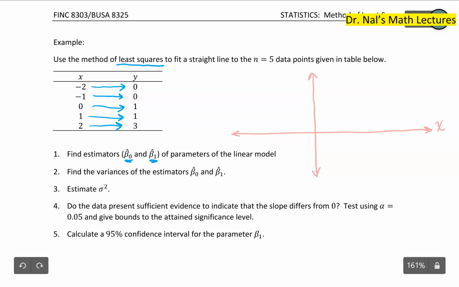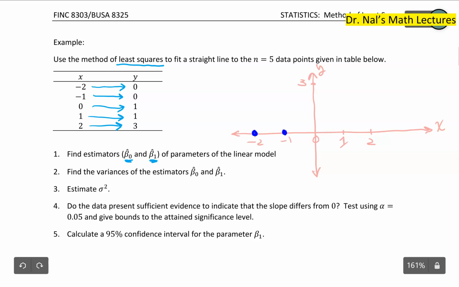So this is the x-axis. So we have -1, -2, 0, 1, and 2. And this is the y-axis. So we are told that the largest value of y is a 3. And here are the data points. So we have at -2, y is 0, the first point. At -1, y is still 0, the second point.